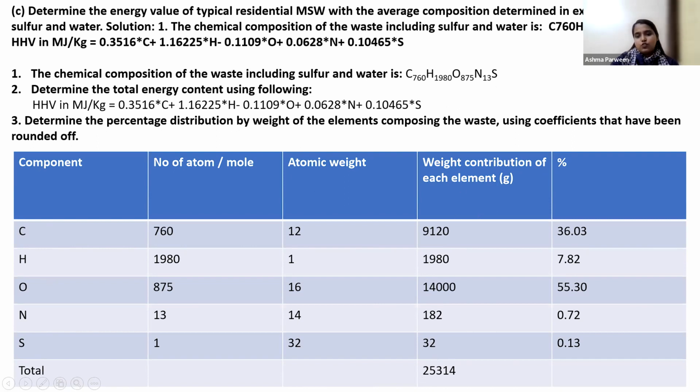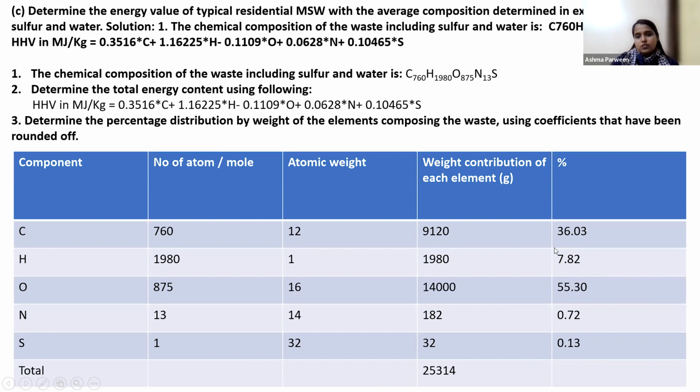So the total weight is 25314. And then we will find out the composition of carbon out of this total 25314. That will be 9120 upon 25314 into 100, which is 36.03. Similarly, we will find the percentage of hydrogen by dividing the weight of hydrogen, 1980, by the total molecular weight, 25314, and we will get the percentage of hydrogen as 7.82.